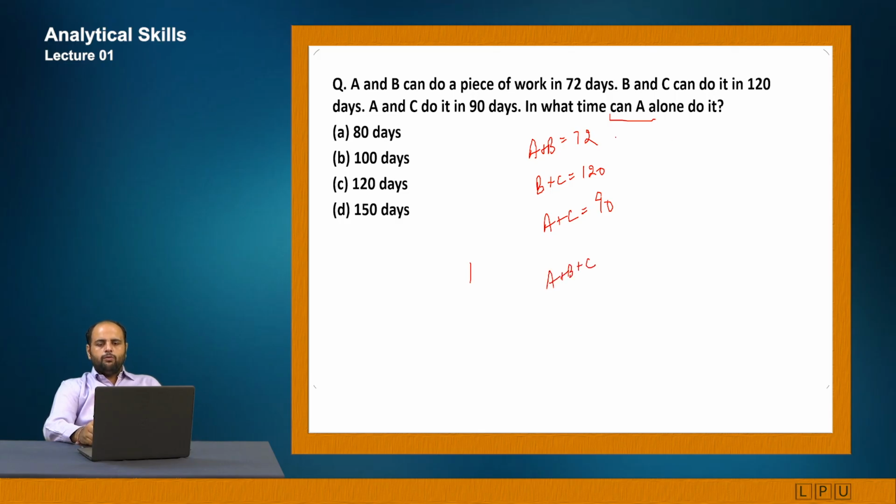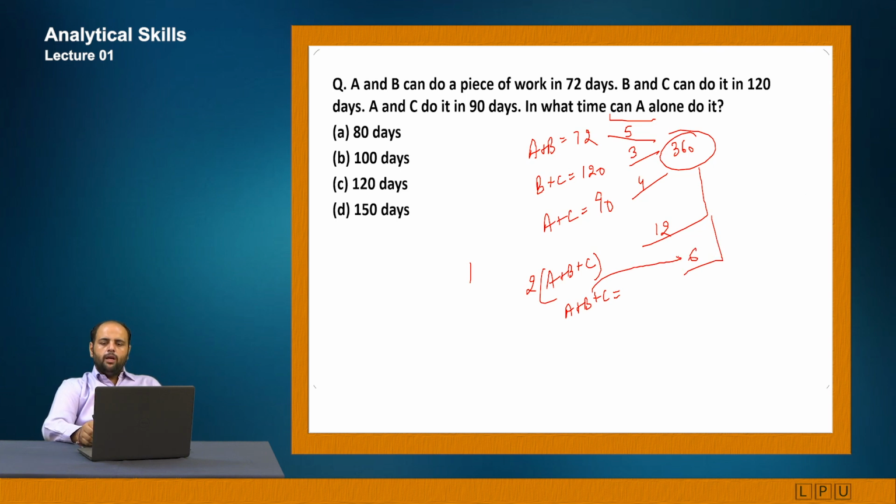So first of all, what will be the LCM? The LCM will be 360. Now 1 day work, it will be 5, it will be 3 and it will be 4. Now similarly, twice of A plus B plus C can do how much amount of work? So 5 plus 3, 8 plus 4, that will be 12. So A plus B plus C's 1 day work should be equal to 6. This is the 1 day work only. I am talking about only 1 day work, that will be 6, not the number of days.